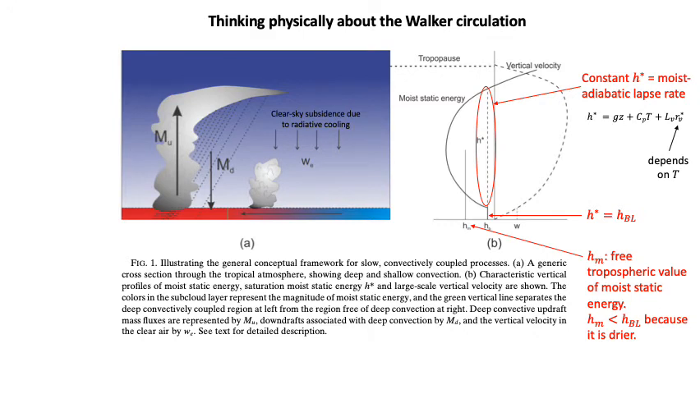And then the other one to highlight here is H sub m, which is a minimum, or a free tropospheric value of moist static energy that's smaller than the boundary layer value. So H_m is less than H_BL. And this is really because it's drier. The temperature profile is generally moist adiabatic through the entire troposphere, but as we noted, the free troposphere is drier. And so this deficit in moist static energy is associated with drier air there.